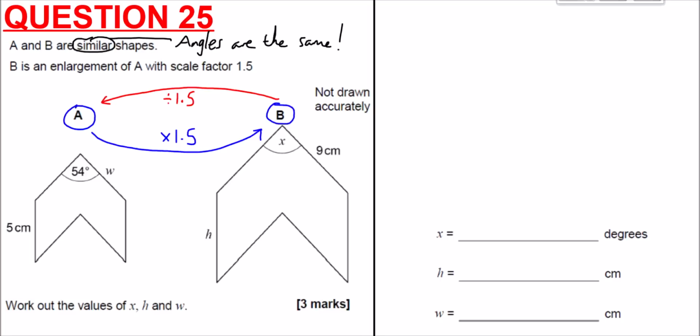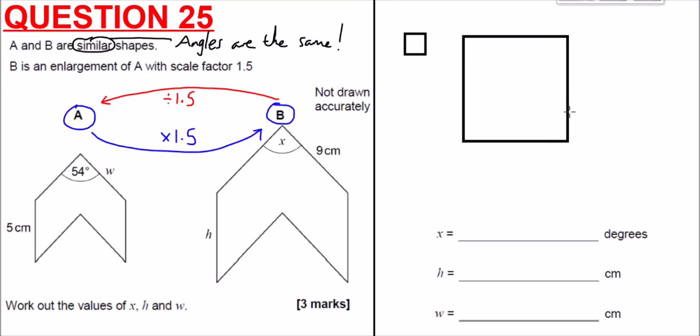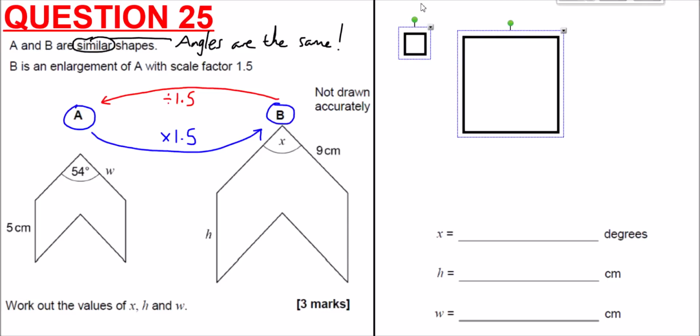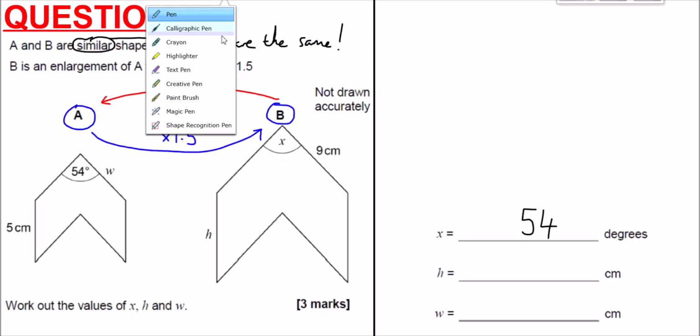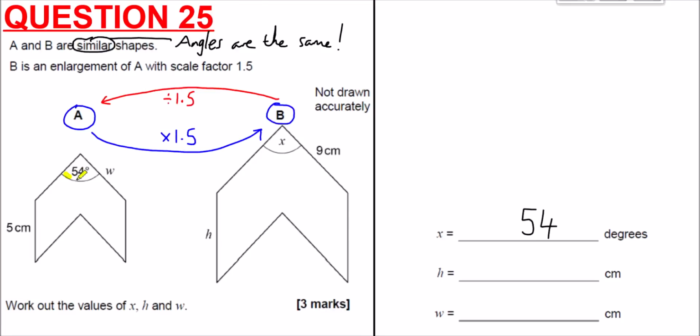So for example, just to illustrate this, if I had a square, each angle's 90. If I enlarge that square, the angles aren't going to change. It's always going to be 90 degrees, no matter what the size of the square is. So be really careful. That's a trap that you can easily fall for. The angles aren't going to change. So angle X will still be 54 degrees. It'll be exactly the same, because one of them's 54 degrees. The corresponding angle in the bigger shape will also be 54.